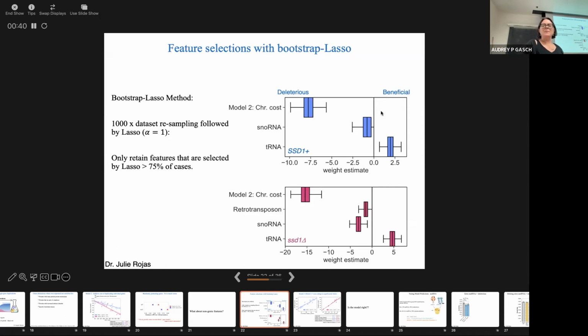Okay, great. The model tells us that in addition to the genes, SNO RNAs are predicted to be deleterious, but tRNAs are actually predicted to be beneficial. What that means is that the model is telling us that chromosomes that have more tRNAs on them, so duplicating those tRNAs, actually are doing better than the model would otherwise predict. So the model is suggesting that more tRNAs is good in the aneuploidy setting.